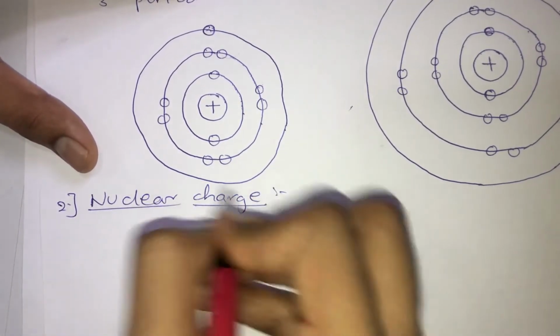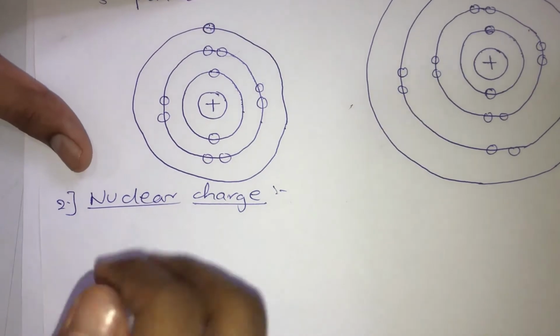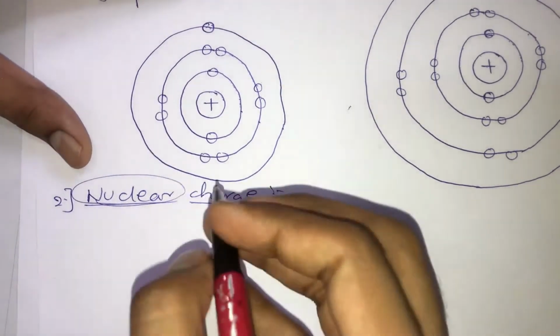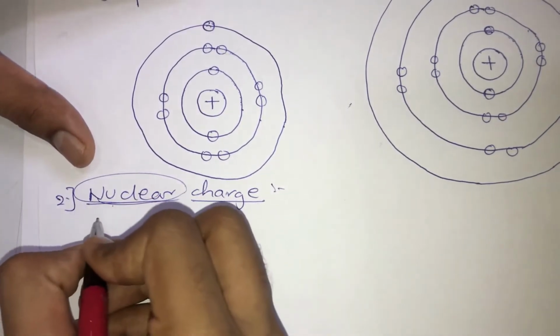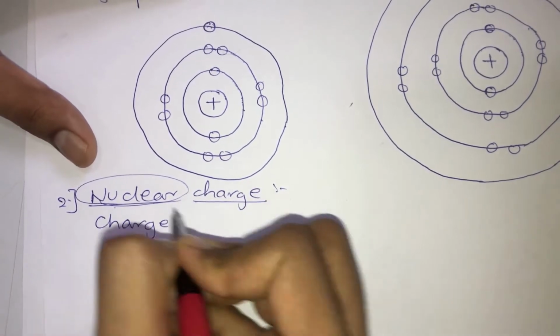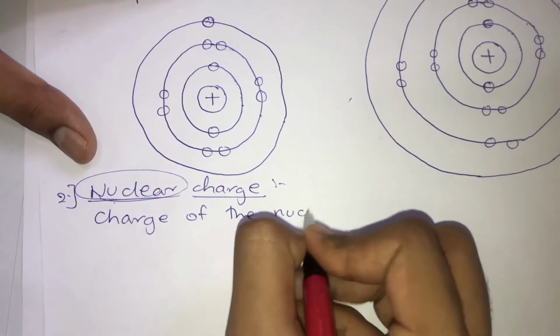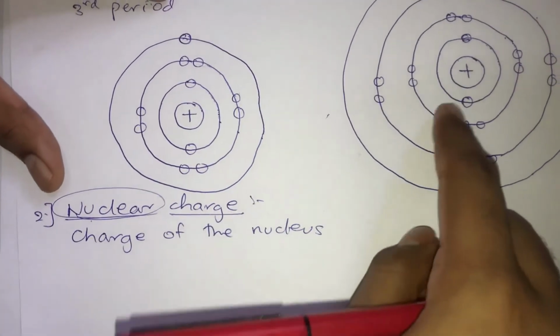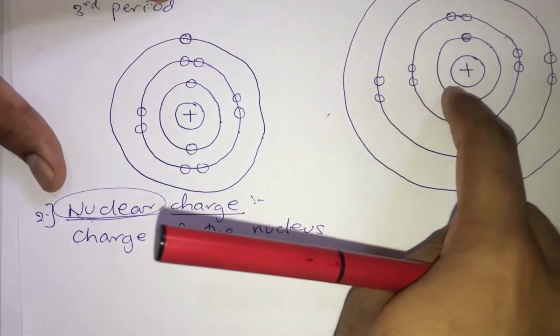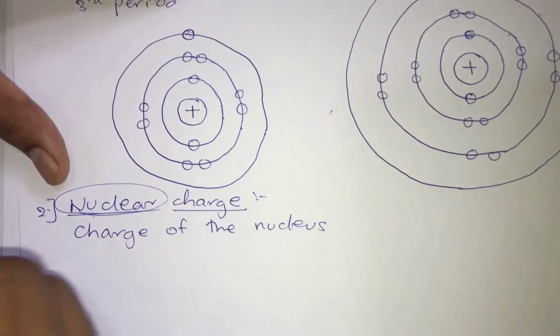Now what is the meaning of this? From the name itself we can see nucleus. So nuclear charge is nothing but the charge of the nucleus. So the charge of this positively charged nucleus is nothing but known as the nuclear charge.